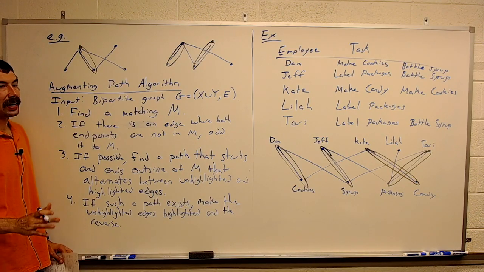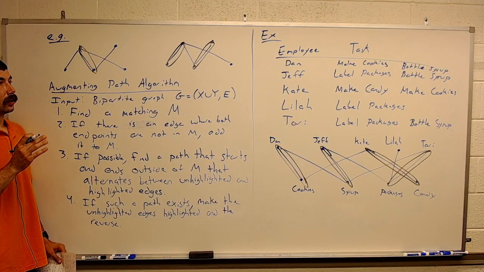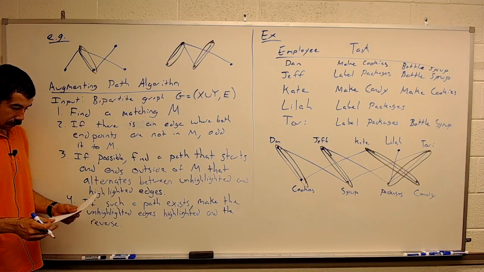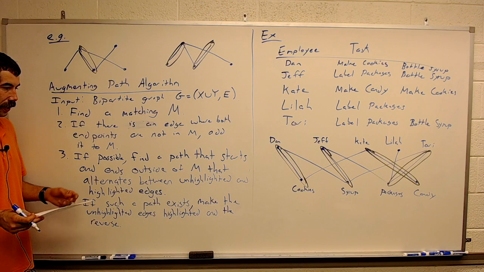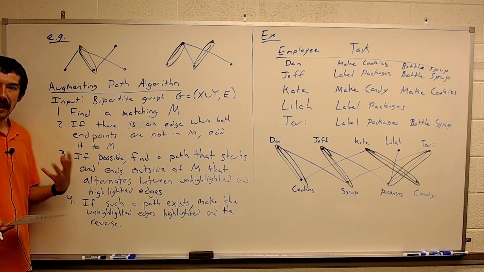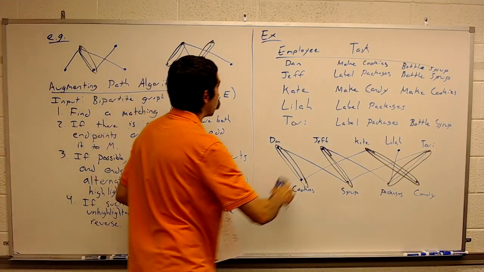And once we can't find any of those paths, we know there's a theorem called Berge's theorem, which I'll state in a second, that says we have the best possible matching. Okay? So let's state that theorem.